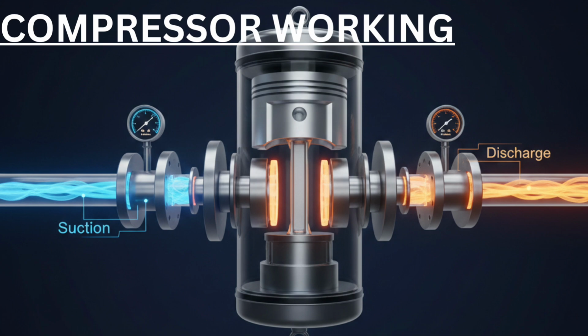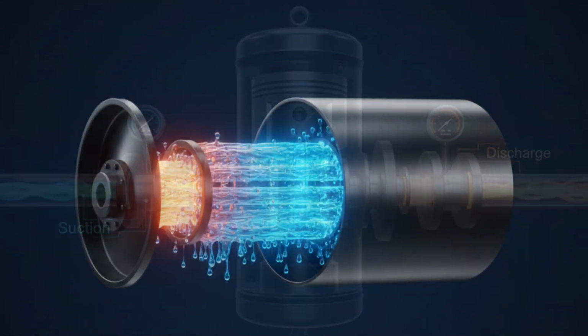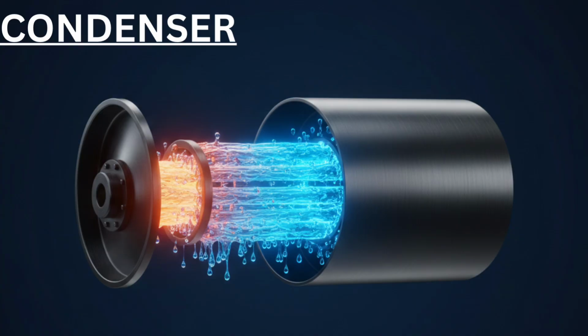On ships and in industries, compressors may be reciprocating, screw type, or scroll type. Large marine systems often use screw compressors due to high capacity and reliability. The compressor consumes electrical power and converts it into mechanical energy to compress refrigerant. Now that we have high pressure hot vapor, we must remove its heat. That happens in the condenser.